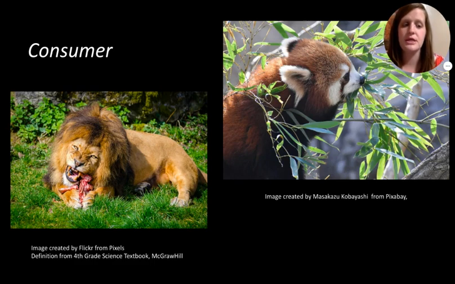A consumer, though, is an organism that cannot make its own food. In these examples, the lion, or the carnivore, is getting its energy from meat that it's eating. The red panda, pictured on the right, is a herbivore, which gets its energy from the plants.